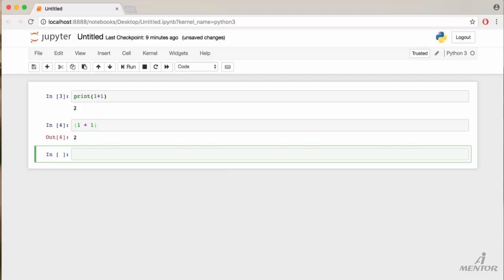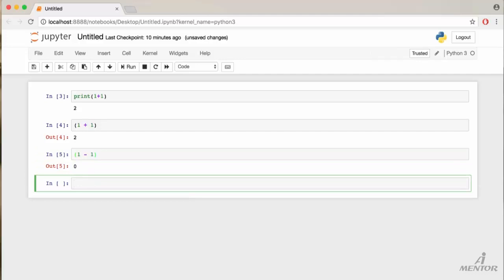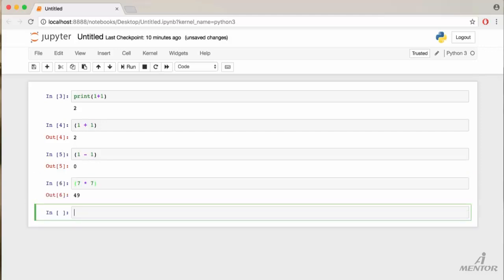Another arithmetic operator is subtraction, which in Python is denoted by the usual minus sign. Therefore, 1 minus 1 should indeed give us an output of 0. Multiplication, as you've guessed it, is denoted by the asterisk. Therefore, 7 times 7 would give us 49. And division in Python, as you've also guessed it, is denoted by the slash symbol. No tricks there. So 10 divided by 5 gives us 2.